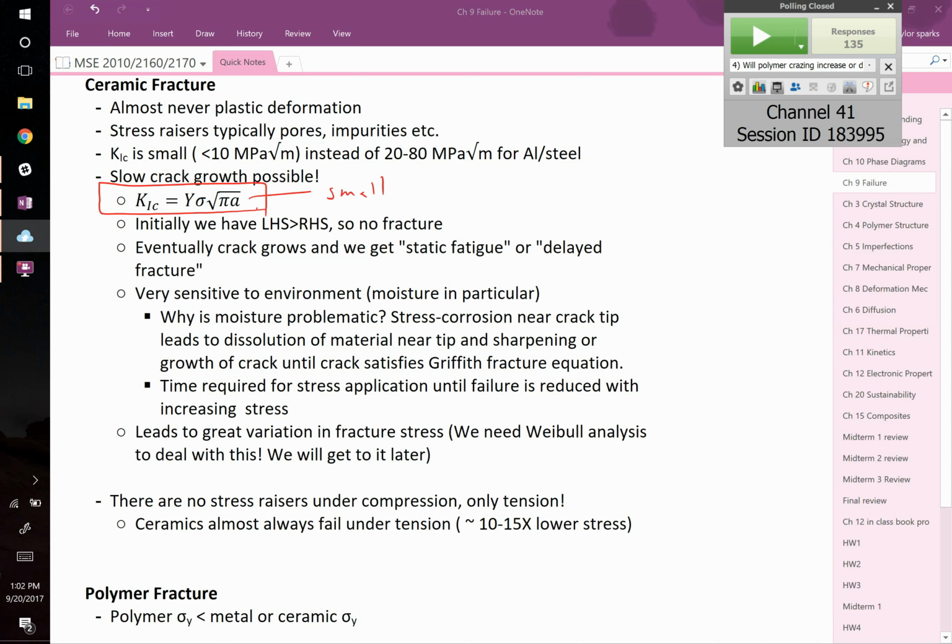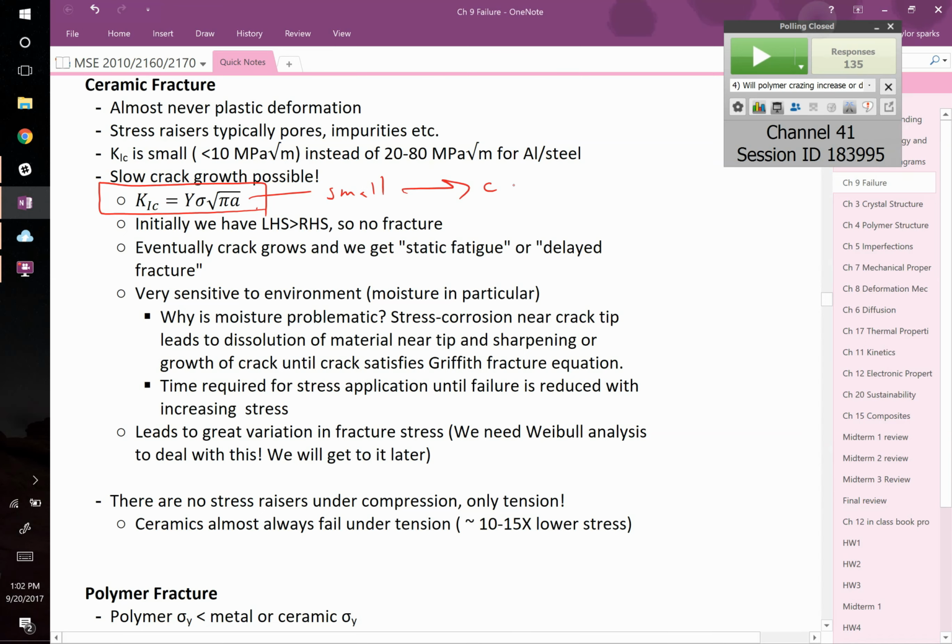right? But as you cycle this thing in use, maybe you're pulling on it and compressing and you're going back and forth. If you do that over and over, what can happen is your crack can grow over time, right? Cracks don't have to stay the same size. They can steadily grow.